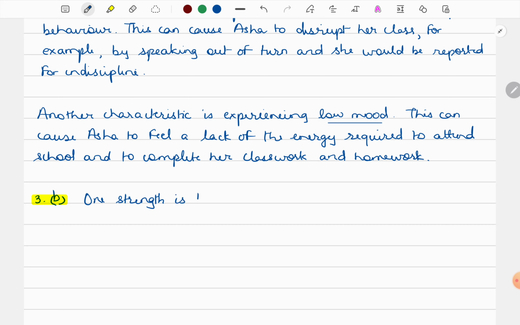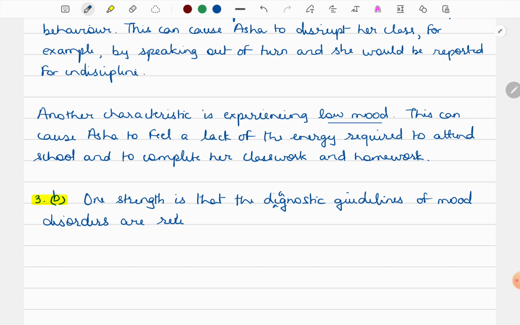is that the diagnostic guideline of mood disorders are very reliable because they are standardized.